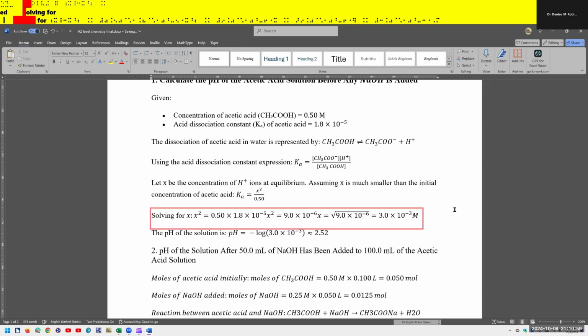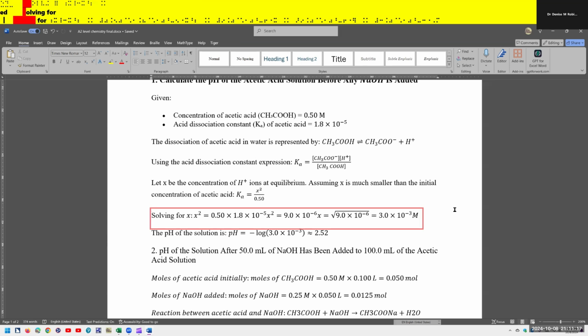Solving for math content x colon x squared is equal to 0.50 times 1.8 times 10 to the negative 5 power. x squared is equal to 9.0 times 10 to the negative 6 power. x is equal to the square root of 9.0 times 10 to the negative 6 power, and root is equal to 3.0 times 10 to the negative 3 power cap M.